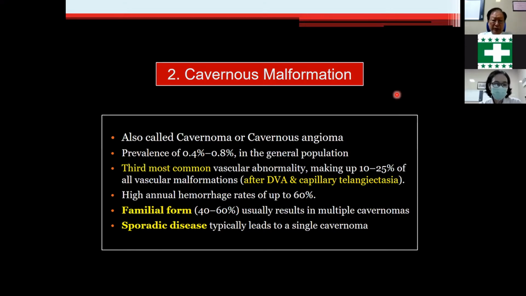Next topic is cavernous malformation, which we call cavernoma. It is the third most common vascular malformation, amongst DVA and capillary telangiectasia. DVA is number 1, capillary telangiectasia is second, and cavernoma is the third most common. The familial form is about 60%, and the rest are sporadic.